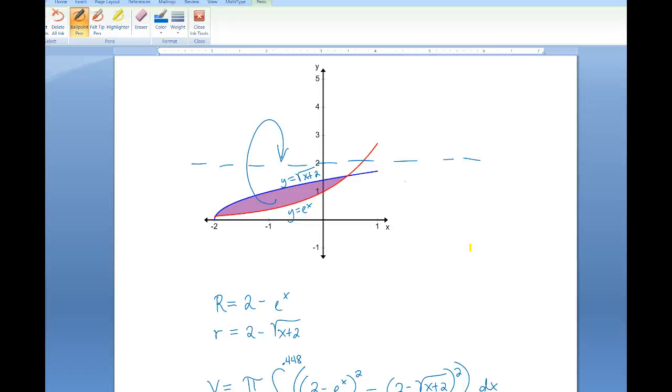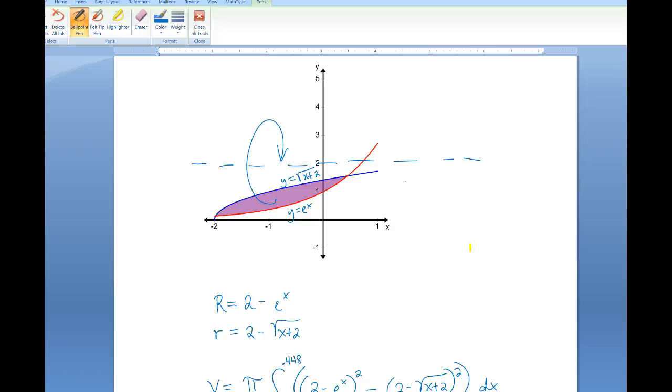Which one is further away from the line you're rotating? Okay, that's better. The one that's further away from the axis of rotation is your big R. The one that's closer to the line of rotation is little r. Maybe just because I'm more visual that I just picture it, but if it's easier for you to remember it that way.